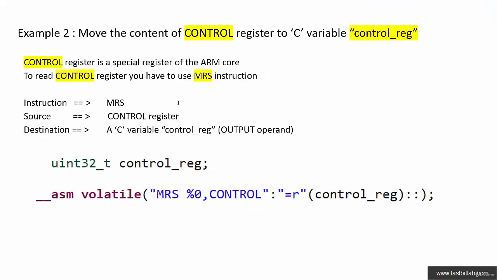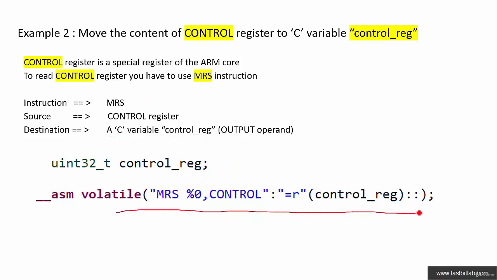Let's do this. So the instruction is MRS. What is the source? This is a source, this is a destination. Source is control register. Fair enough. And this is a destination. In our case, destination is a C variable control reg. We can consider the C variable control reg as an output operand in this case, because that's a destination, output operand.